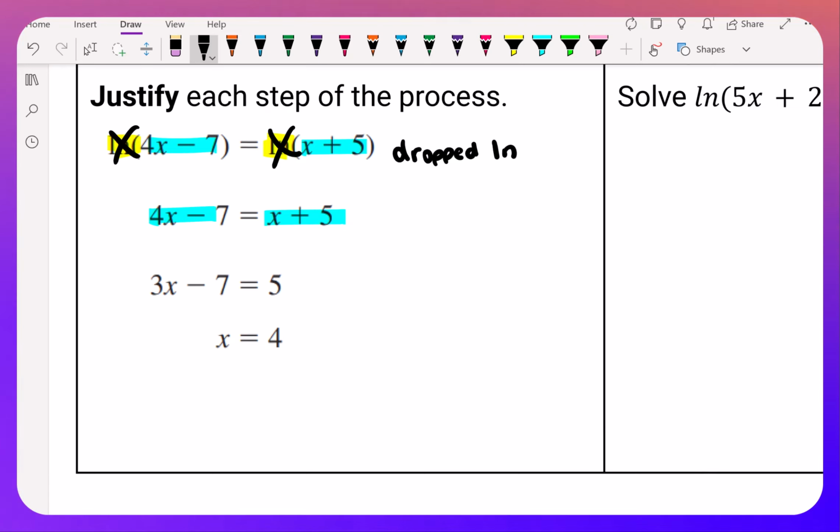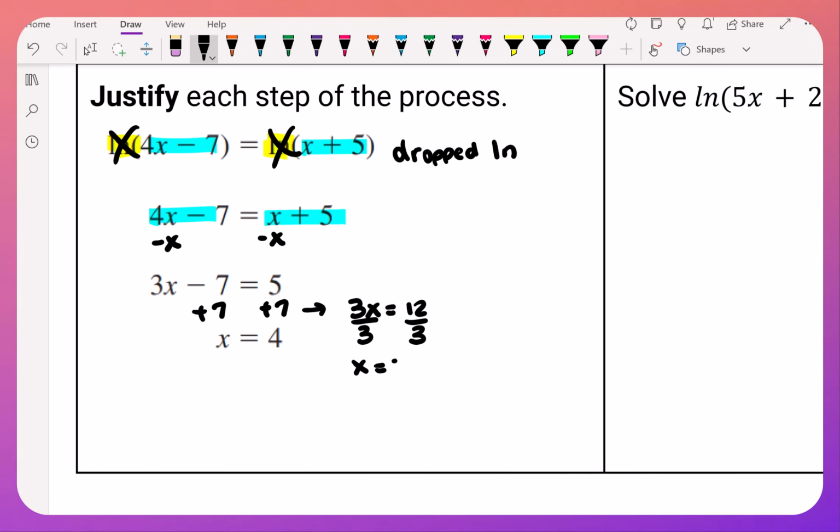So let's just write in what we did. We subtracted x from both sides. And then it looks like we added 7. Kind of skipped a step here. So we have 3x is equal to 12. And then we have to divide by 3. And then you wind up with x equals 4.